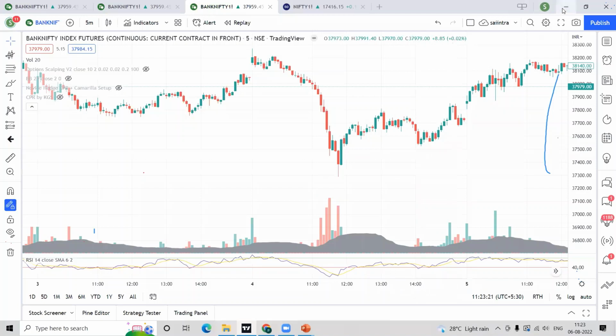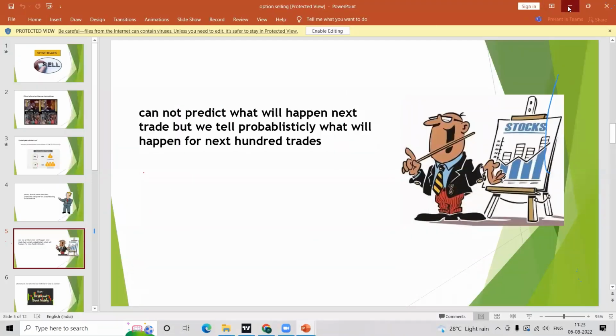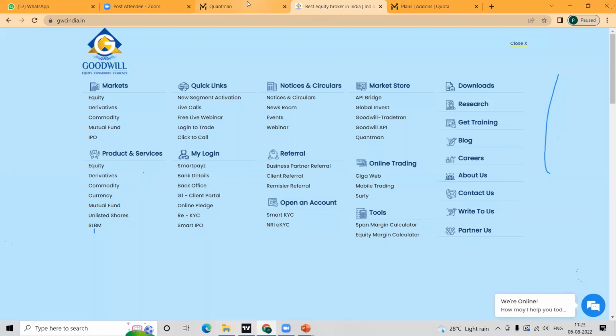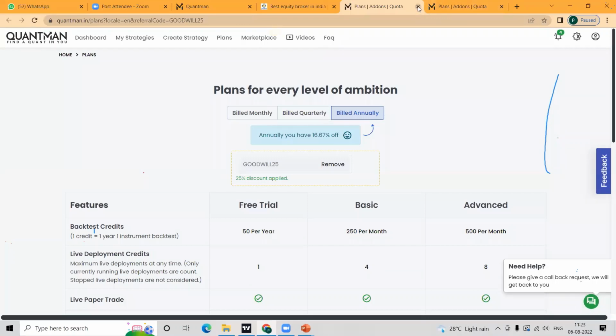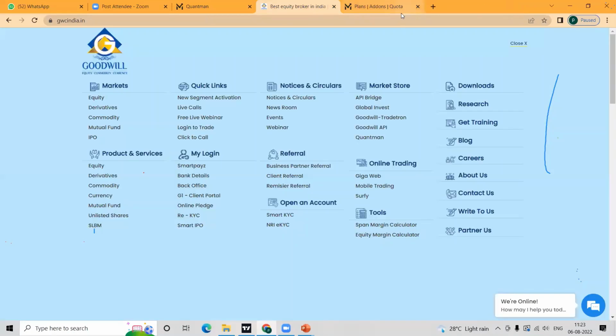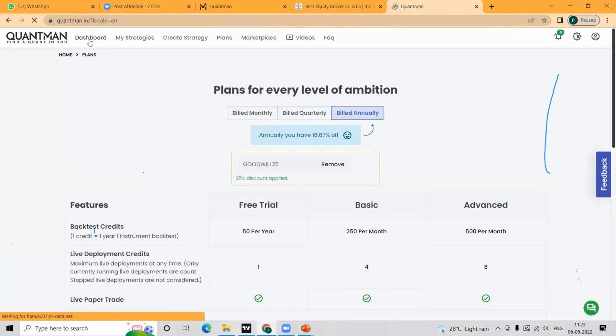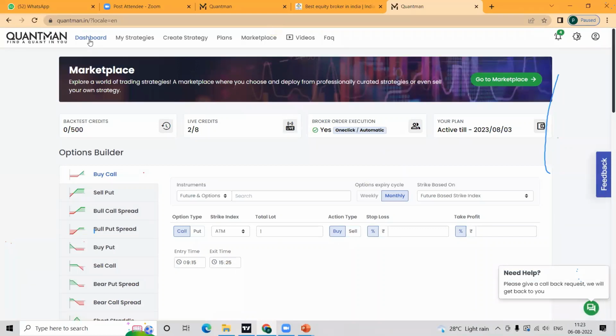Okay, I go to QuantMan. I already explained the login flow. I think we have completed the login flow. Once after logging in from Goodwill, you land on this page: dashboard, my strategies, create strategies, marketplace, and so on. So first go to create strategies.